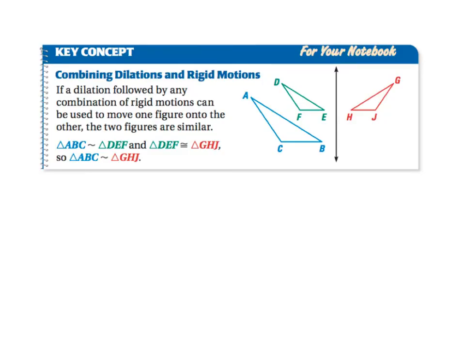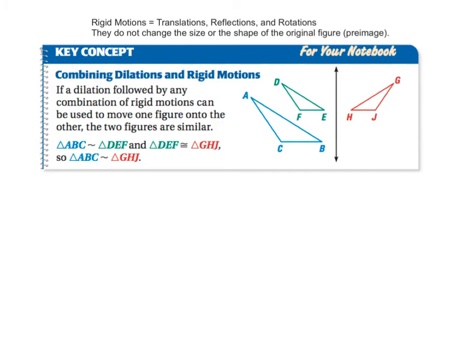You can also combine dilations with rigid motions. So remember, rigid motions are translations, which means the shifting, reflections where you flip it over a certain line, and rotations where you rotate it about a certain number of degrees and in a certain direction. And remember, rigid motions do not change the size or the shape of the original figure, which is different than dilations because remember, the shape isn't changing, but the size is.